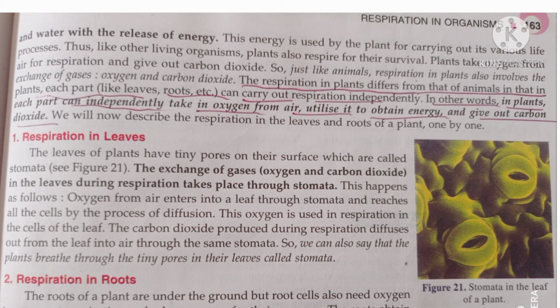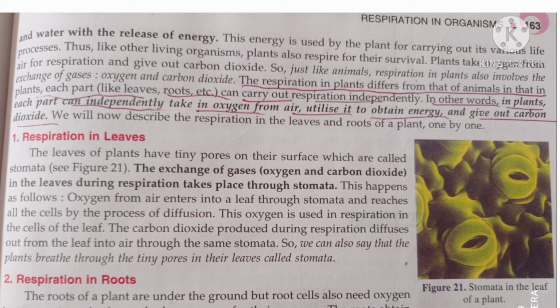Just like animals, respiration in plants also involves the exchange of gases, oxygen and carbon dioxide. However, respiration in plants differs from that of animals in that in plants each part like leaves, roots, etc. can carry out respiration independently. In other words, in plants, each part can independently take in oxygen from air, utilize it to obtain energy and give out carbon dioxide. Understand?